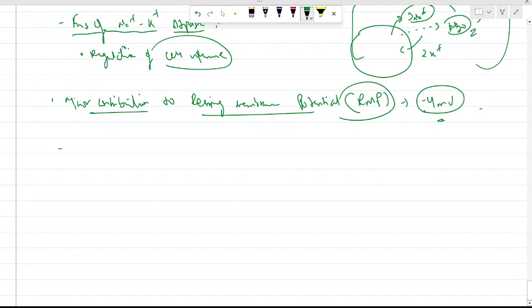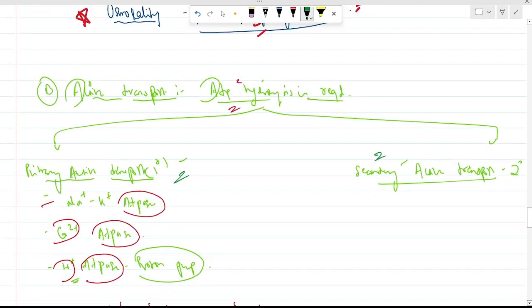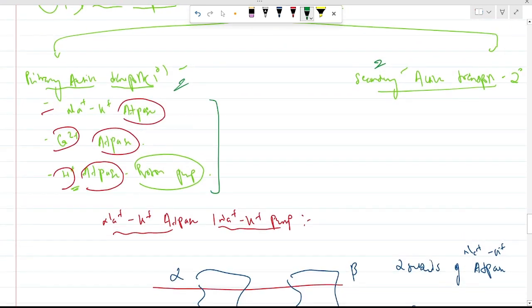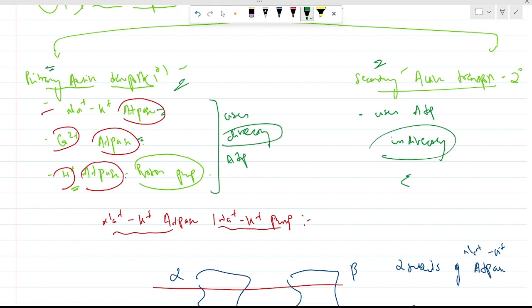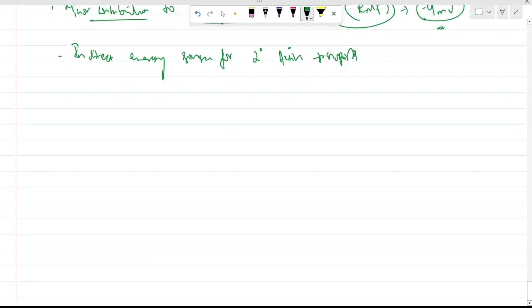The third important function is as an indirect energy source for secondary active transport. You've seen above in the classification of active transport, primary active transport and secondary active transport. Primary active transport channels which have ATPase activity use ATP directly. Secondary active transport uses ATP indirectly. This is the difference. It uses ATP directly, so it's primary. It uses ATP indirectly, that is why it is secondary. So this function of the ATPase is to provide an indirect energy source for secondary active transport.